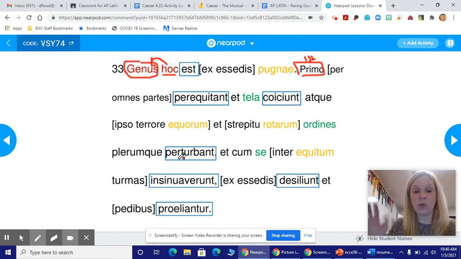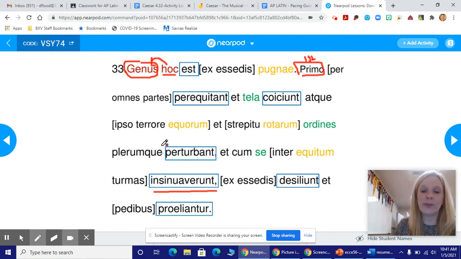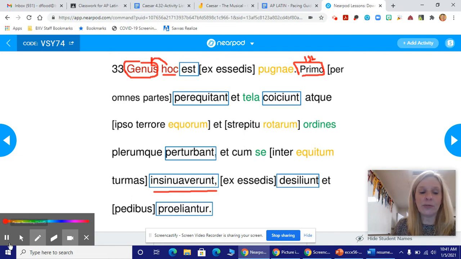Remember, the Romans would fight in order or in ranks, so they disturb the ranks generally by the very terror of the horses and by the noise of the wheels. Et cum se inter equitum turmas insinuaverunt, ex essedis desiliunt et pedibus proeliantur. And when they have insinuated themselves or moved themselves within the squadrons of the cavalry, they desiliunt, they jump down from their chariots and they fight on foot.